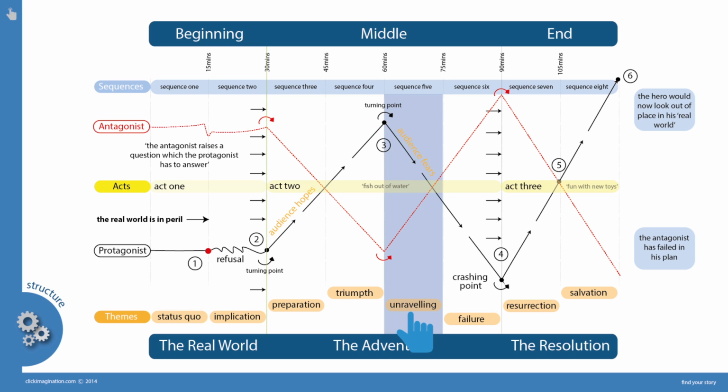Sequence 5 is about the hero's plan unravelling. The audience fears for his mission. Everything that was built to support the hero in sequence 3 is being torn away. The hero's flaw or weakness is now apparent and obvious.